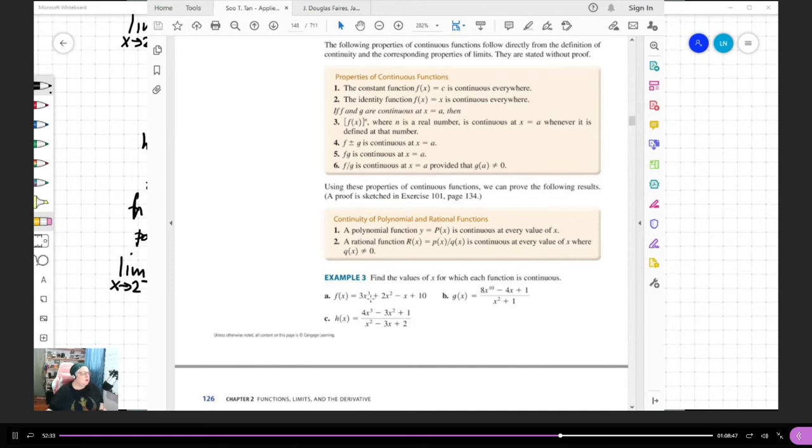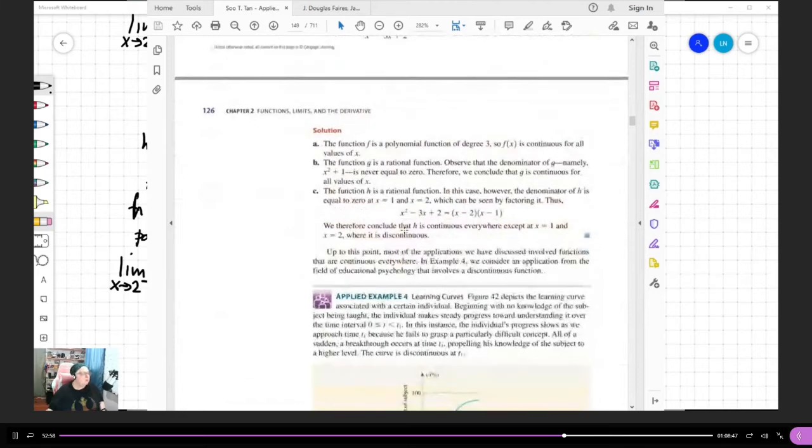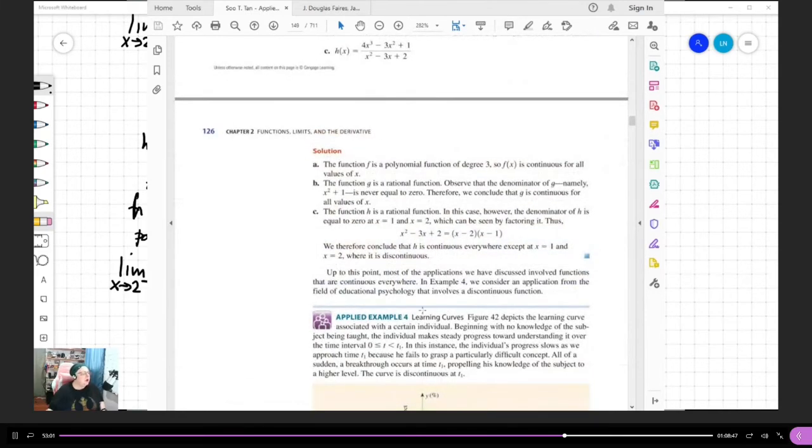All right, you can use these properties up here separate of the definition, if you know you have a polynomial, a rational function, anything like that. If you find points that you think are going to be discontinuities, let's see if they do it. They don't.